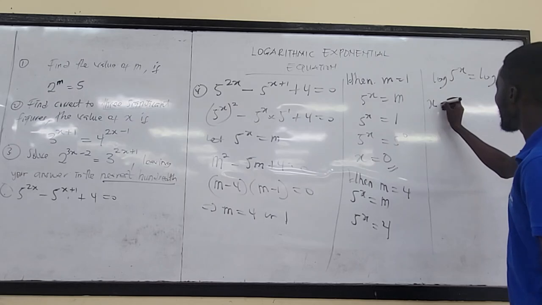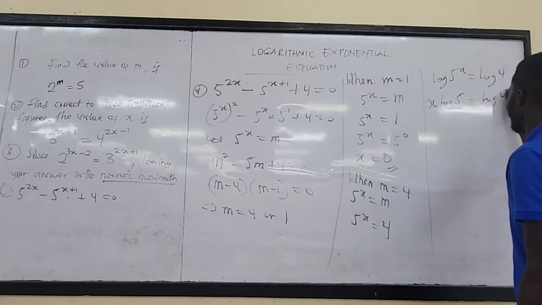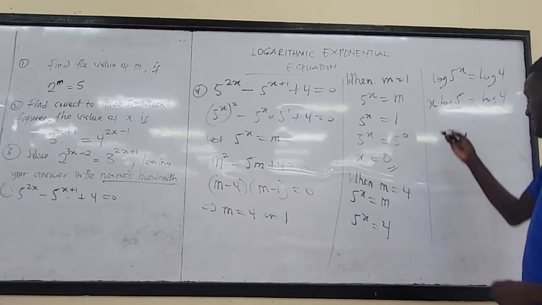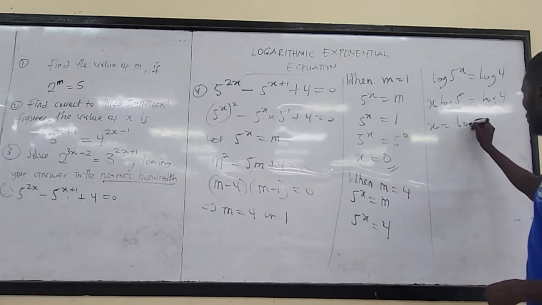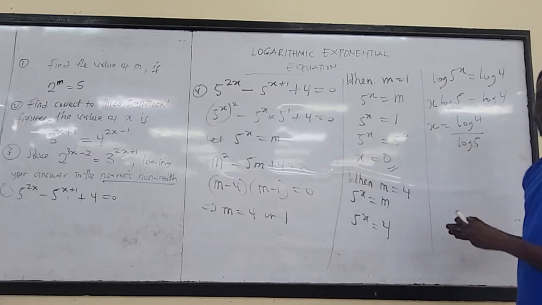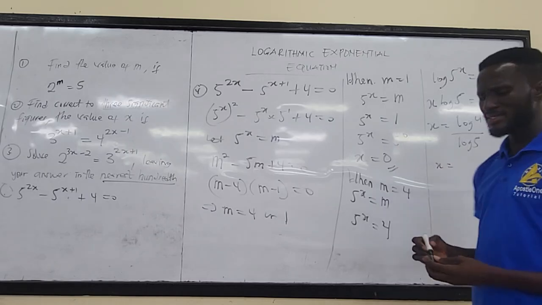So we're going to have x log 5 equal to what? Log 4. I have to remember this. Then we divide both sides by log 5 to get the x. So we have x is equal to log 4 divided by log 5. Now you punch this one in the calculator to get the answer for x. And it's as simple as that.